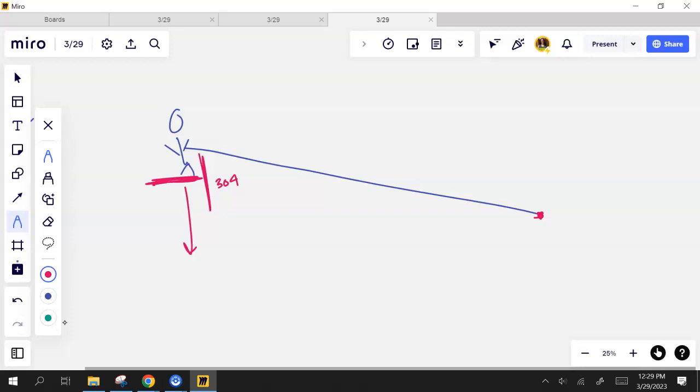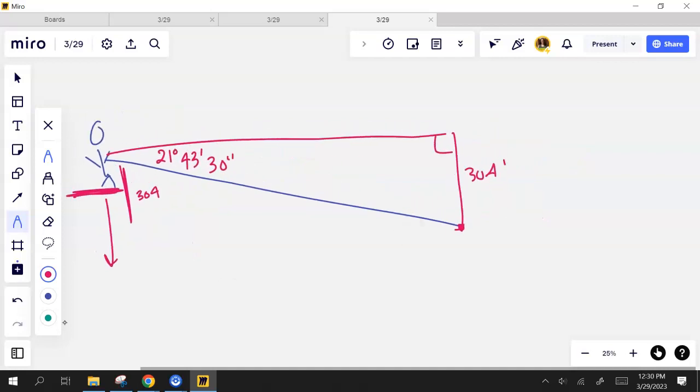And then it says the angle of depression. All right, so depression, remember I'm going from his eyeballs. In this case, I drew it from his hand. It is 21 degrees, 43 minutes, and 30 seconds. That means that this is 304. I am looking for the hypotenuse this time. I would do 21 plus 43 over 60 plus 30 over 3600, which gives 21.73.